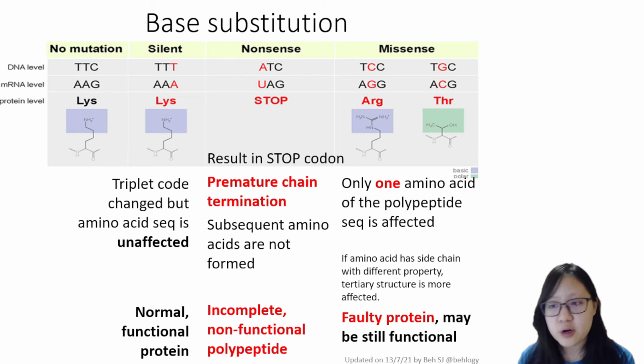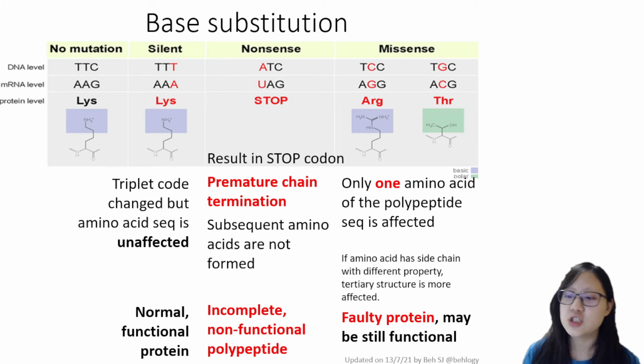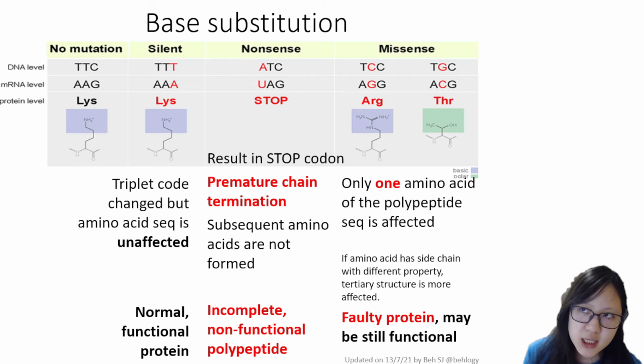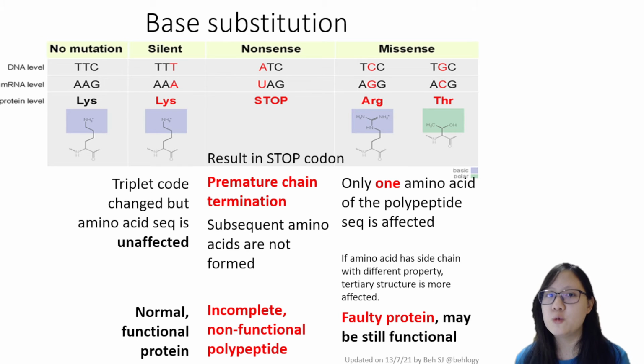If that amino acid happens to be important to the function of the protein, then, well, too bad, the protein is not going to work. However, if the amino acid change is not that essential to its function, then maybe the protein will still be able to work. So yeah, those are the different consequences base substitution can result in.